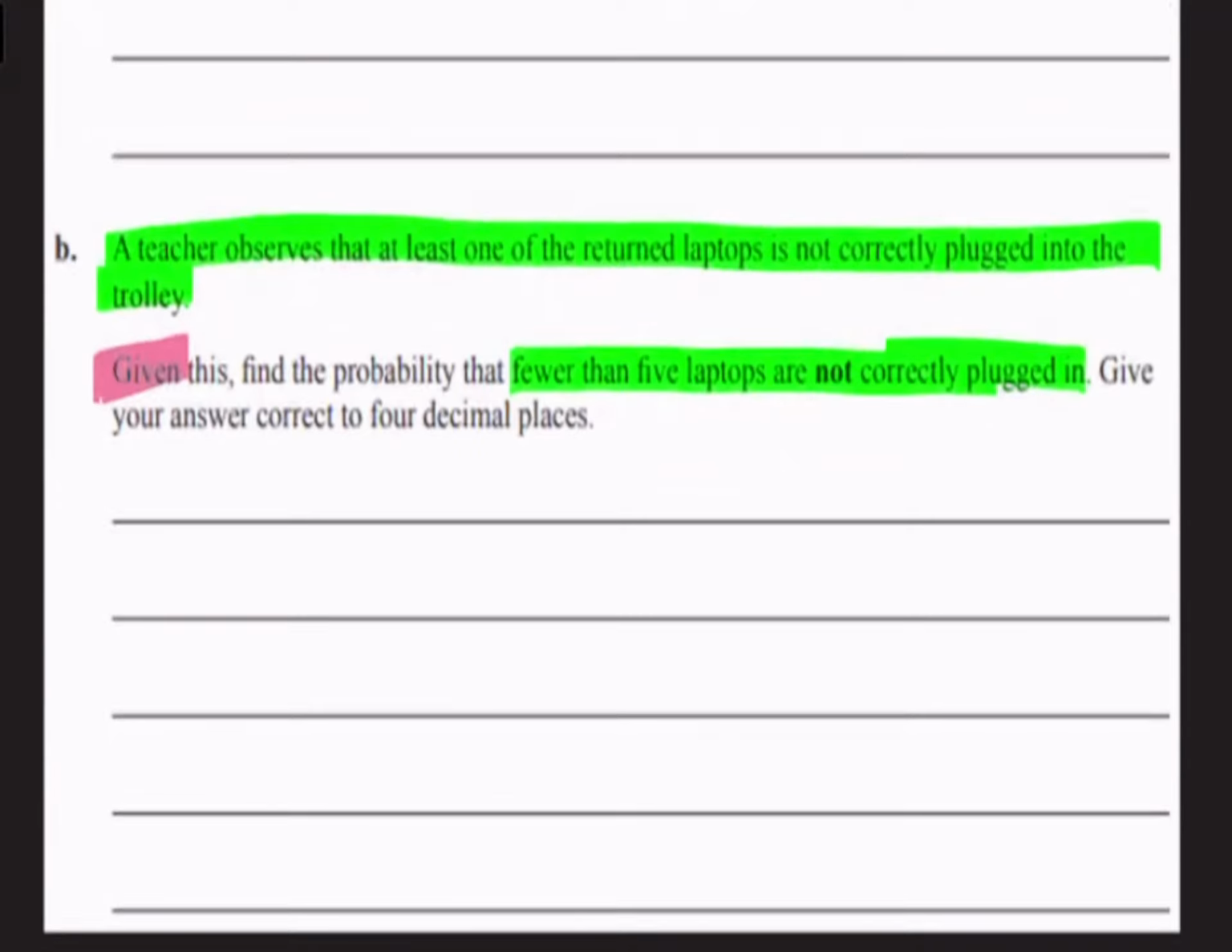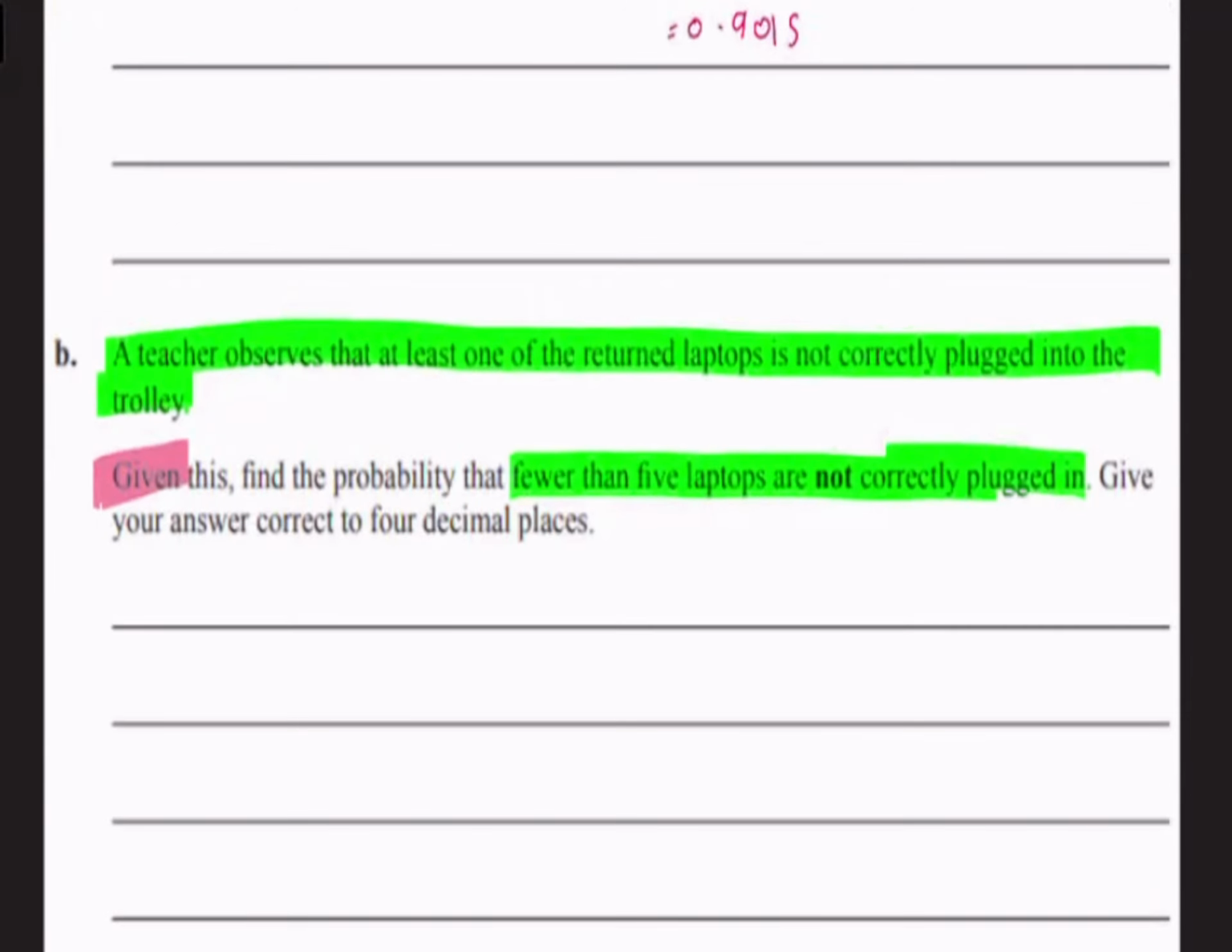So the next question is a given question. I highlighted it red here because even if it didn't have the given part, you would be expected to realize that this statement above is the given part. So they didn't trick us in this question, but they could have. Since we haven't defined a variable, I'll let x equal the amount incorrectly plugged in.